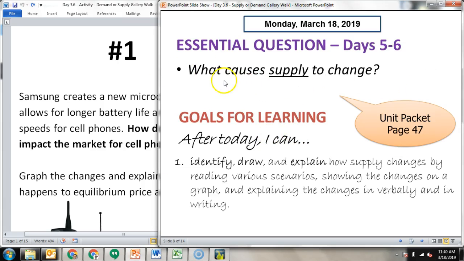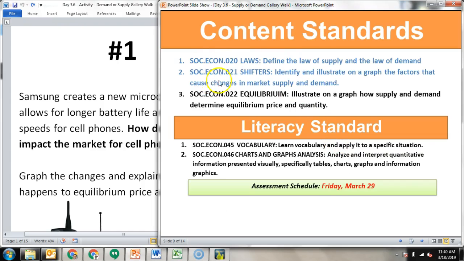We looked at what causes supply to change. Our last day looking at these supply shifters with some demand shifters thrown in. We want to identify, draw, and explain how supply and demand change. And this ties into these two standards that we've been working with. Again, this is our last day working with these. Our assessment will be on March 29th.